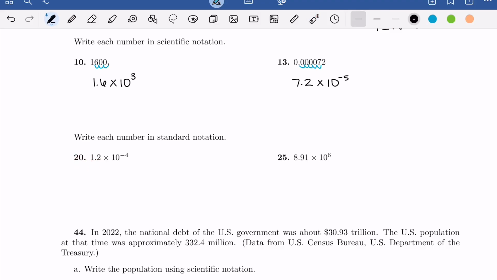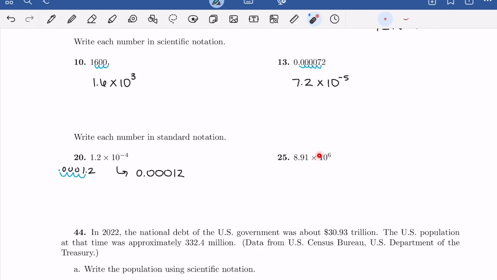And we're going to move it to the left 4 times. So we're going to have 1, 2, 3, 4. Let's actually write this a little bit nicer here. We have 1.2, and we're moving this 1, 2, 3, 4 units to the left. So we're going to have a decimal value there, and we're going to fill in these spaces with zeros. So this guy in standard notation is 0.00012.